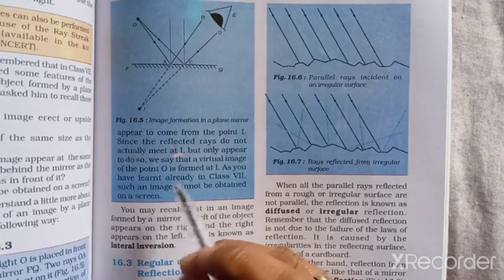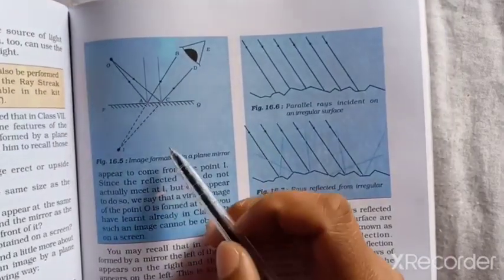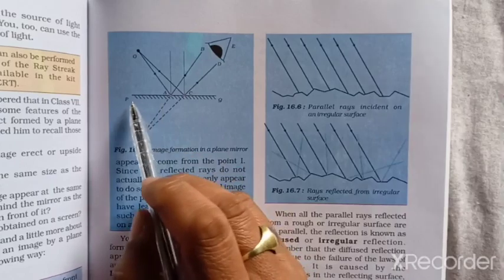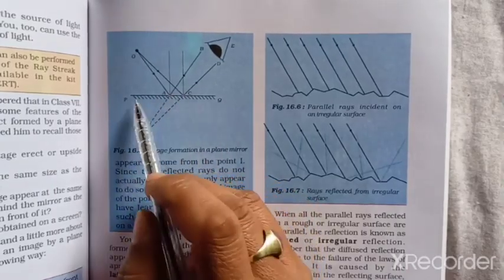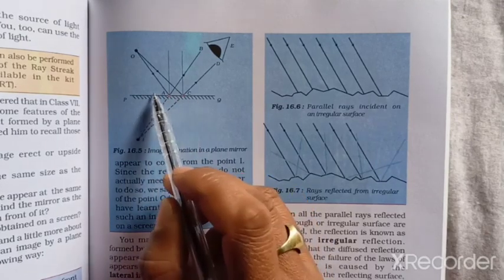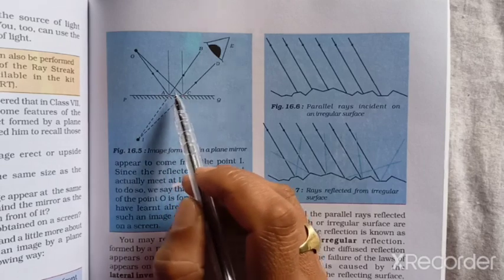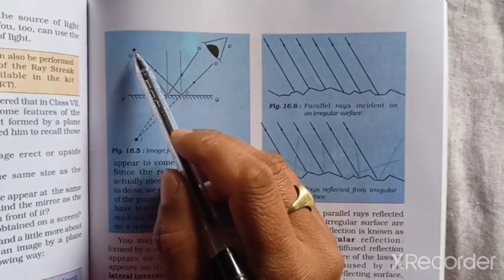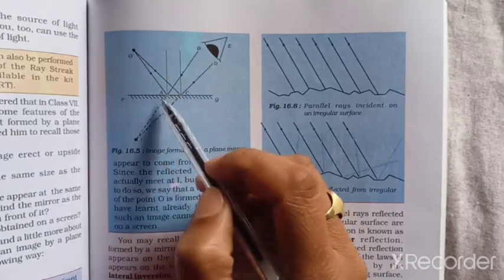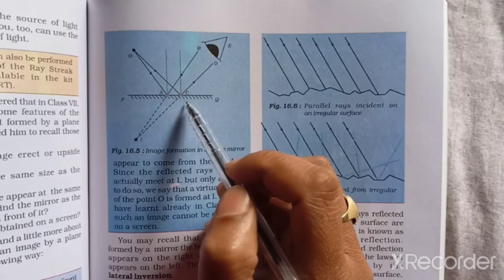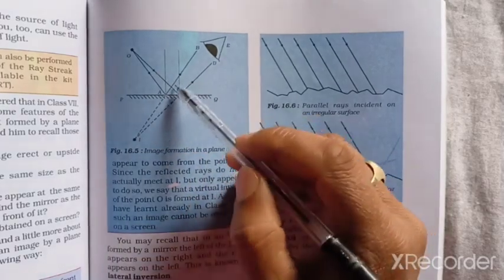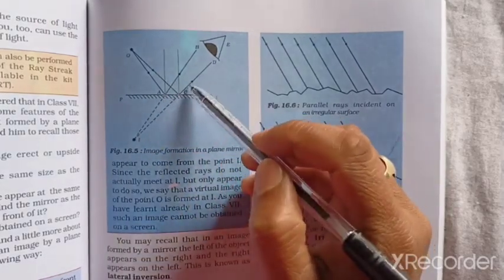So here is figure number 16.5, image formation in a plane mirror. This PQ is the plane mirror, the surface of the plane mirror, and this side is silver coated. That means the back side of the plane mirror is silver coated, and the front side is the reflecting surface. So O is the object, and its image is formed behind the surface AC. OA and OC are the two rays, they are the incident rays, represented like this. And AB and CD are the reflected rays.